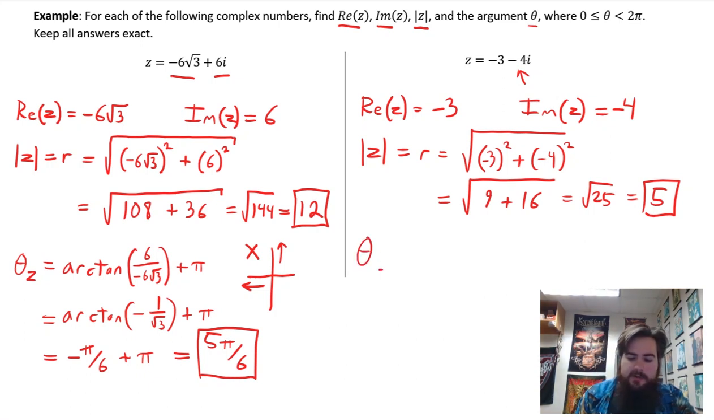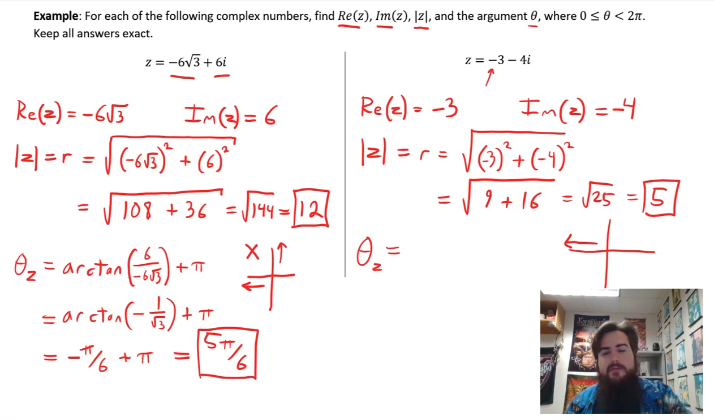When finding the angle measure, though, again, we need to be careful about this. We need to think about where my complex number would be. If I consider graphing that, I have a negative real, so that puts us left on the negative real axis, and a negative imaginary, so that puts us down on the imaginary axis. So this complex number is down in quadrant 3. Therefore, I would expect an angle measure between pi and 3 pi over 2.